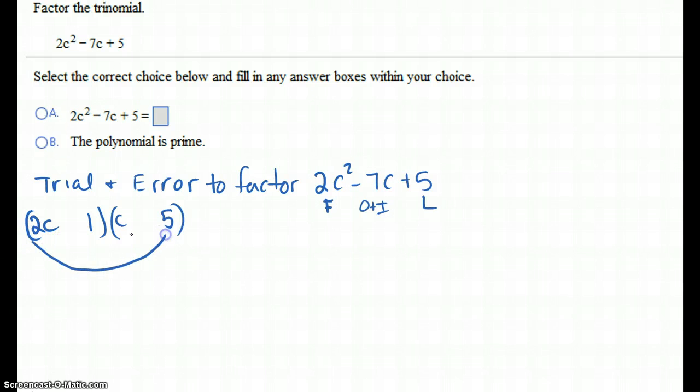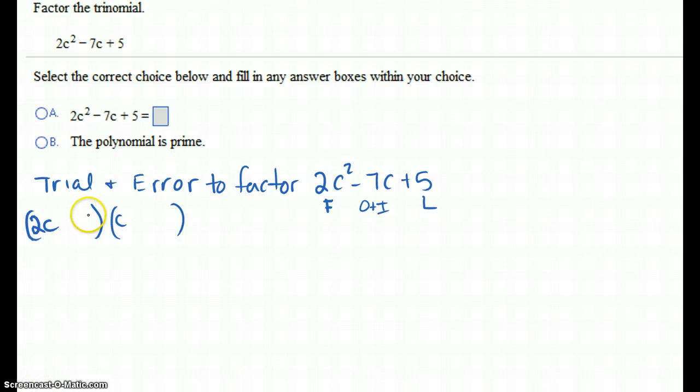So if I look at this upside down rainbow, here's my outer and my inner, and I get a 1c and a 10c if I multiply those together, and that does not make 7. That makes 11 if they're the same sign. It makes 9 if they're opposite signs. So I know that's not right, so I'm going to erase. That's why it's called trial and error. It's because you literally erase and try again.